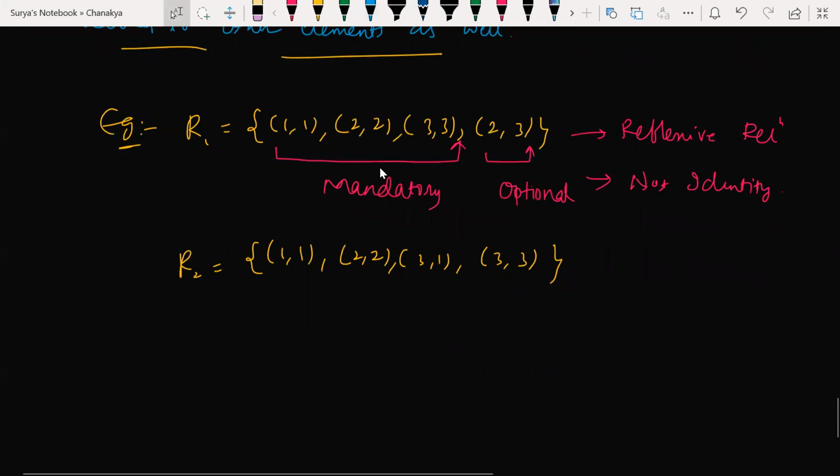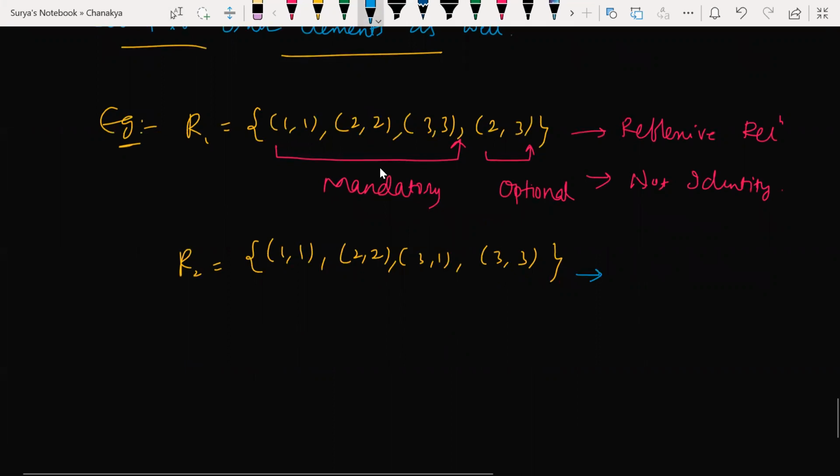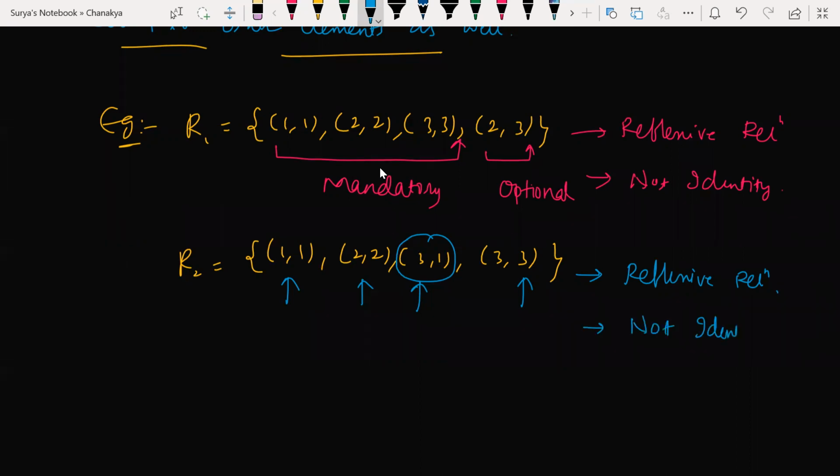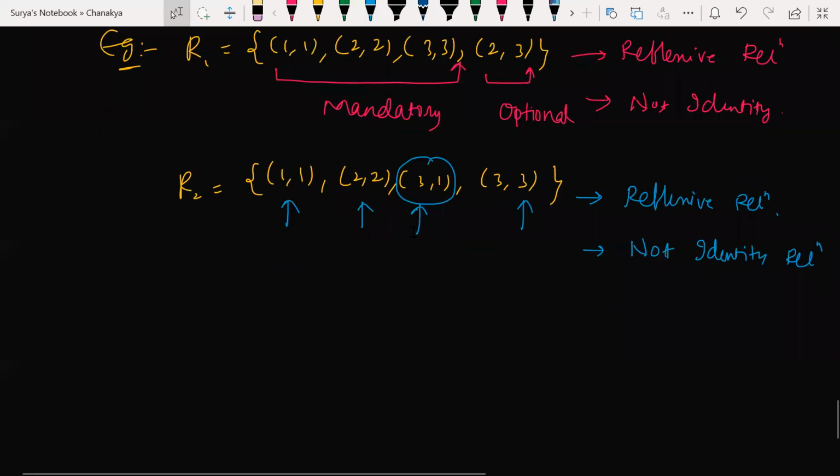Now check whether R2 is reflexive or not. Yes, first, double elements are here, here, and here. So it satisfies the identity condition, and this one, (3,1), is extra here. So it is a reflexive relation. My job is to check whether they have double elements or not. Yes, everywhere I have double elements, and other elements can be there or not. So it is reflexive. Now check whether it is an identity. Not an identity relation. Why? Because in identity only double elements should be there. Other than double elements, no other ordered pair should be there.